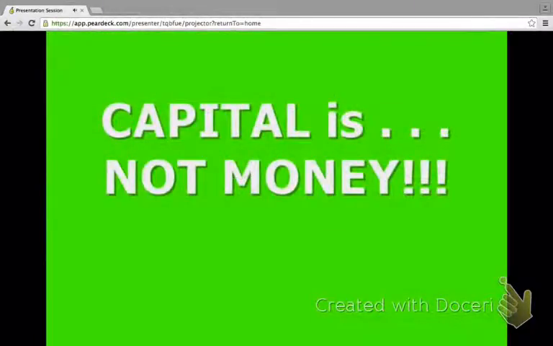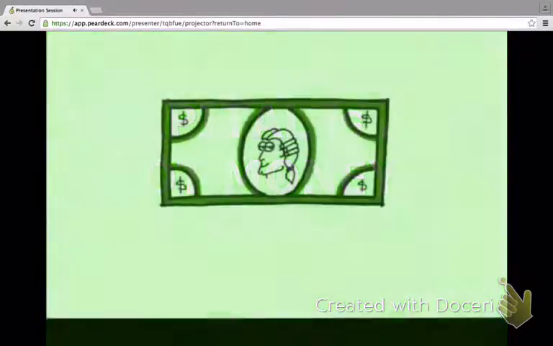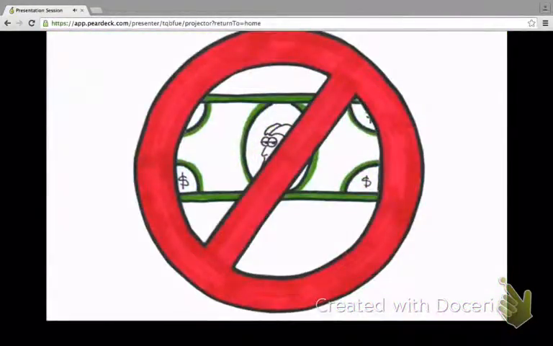Now before I go one step further, let me say this. Money is not a resource. Remember what I said about resources? They need to be productive. They have to be used to make something else, and money can't do that.